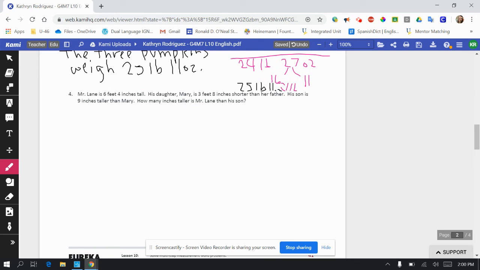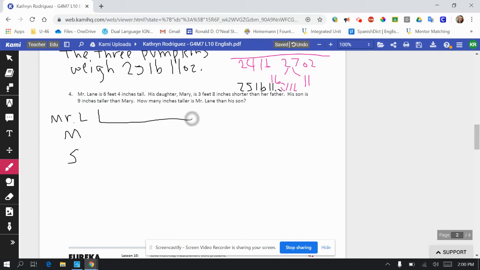Mr. Lane is 6 feet 4 inches tall. His daughter Mary is 3 feet 8 inches shorter than her father. His son is 9 inches taller than Mary. How many inches taller is Mr. Lane than his son? Oh boy. We like to end our problem set with a difficult problem. All right, so we're going to put Mr. L, his daughter Mary, and then S for son.